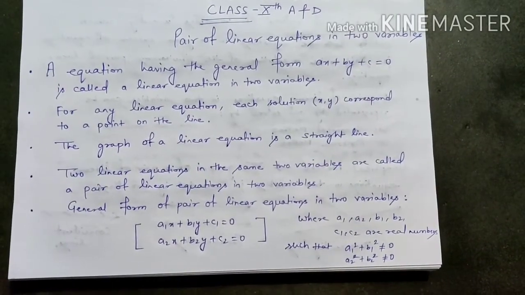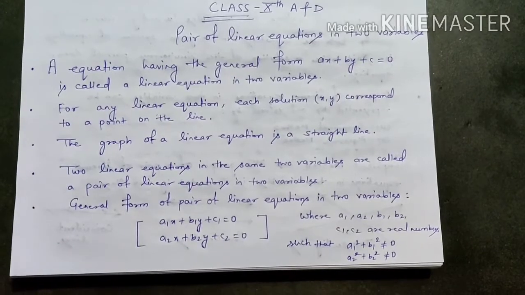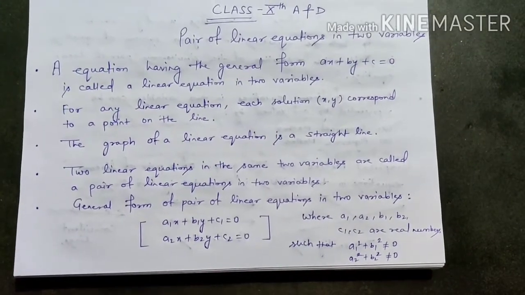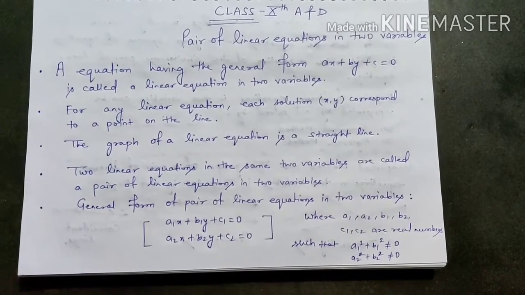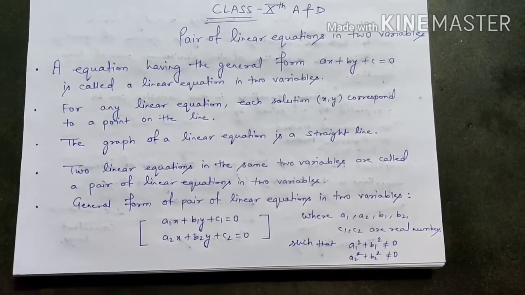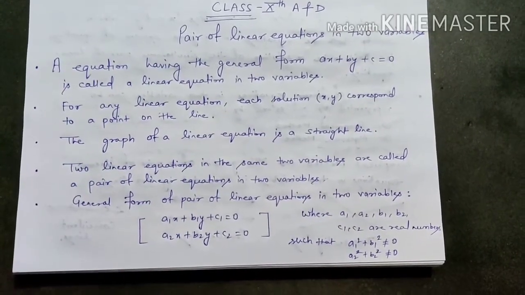Today we are going to start a new topic as we have finished arithmetic progression in the last week. So our new topic is chapter number 3, pair of linear equations in two variables.